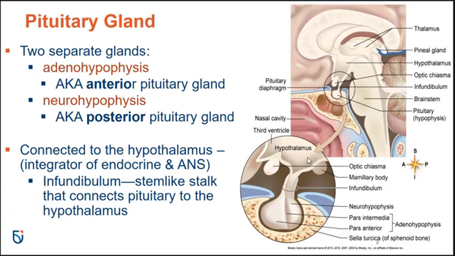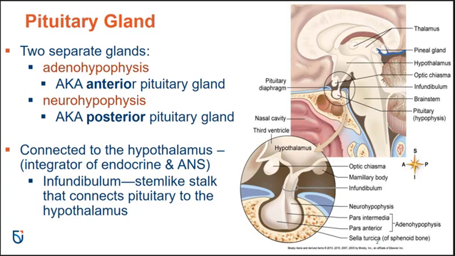The two separate glands of the pituitary gland are called the adenohypophysis, which is also referred to as the anterior pituitary gland. And that is shown right here. Remember that anterior means more forward or towards the front. And then the other part of the pituitary gland is the neurohypophysis, which is also referred to as the posterior pituitary gland. So here's the posterior part here.